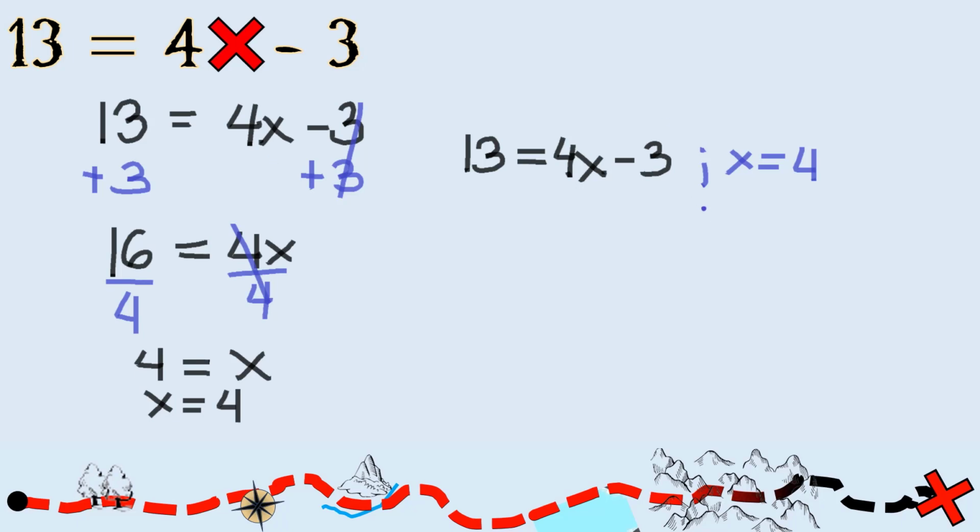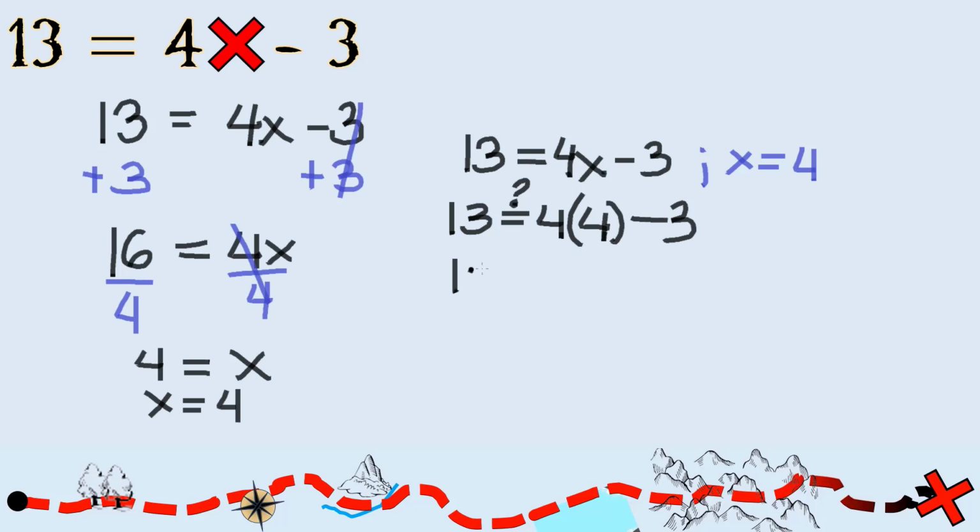Going back here and checking, we are just going to substitute the value of the variable. So you have here 13 is equal to 4 times 4, the value of x, minus 3. When you're checking or verifying, please don't forget to place a question mark here, since you are just checking. The goal of the checking is to make sure that both sides of the equation will be the same.